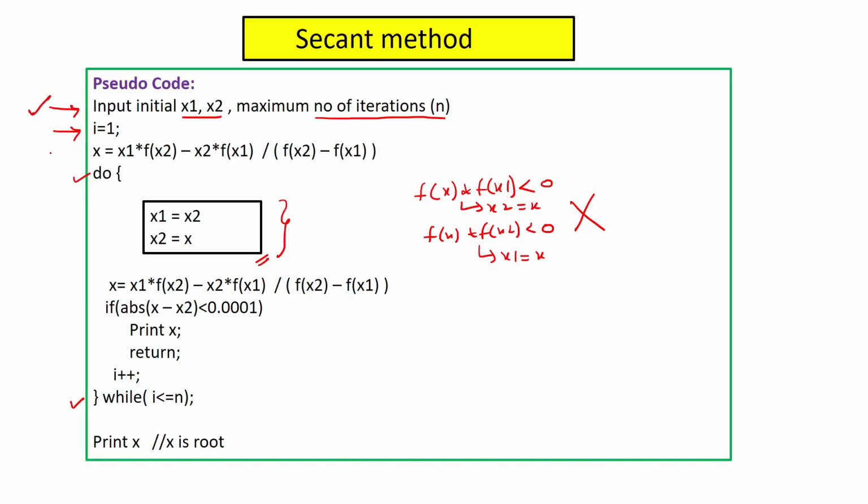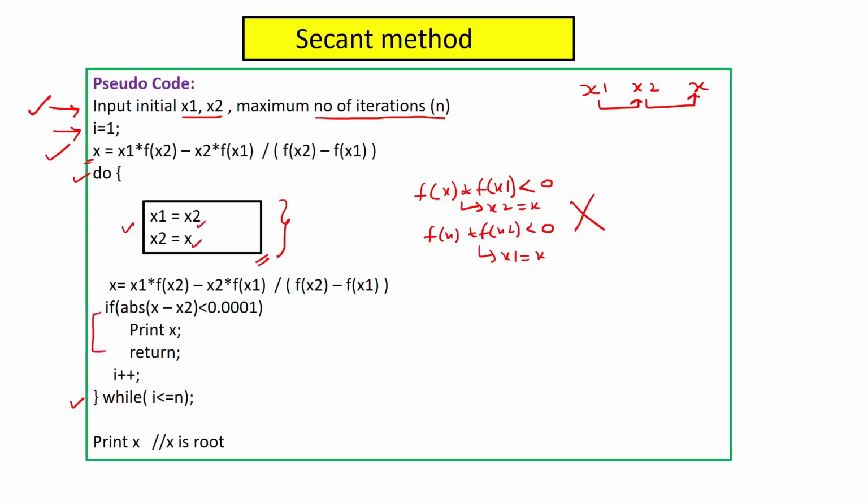So first we got x1 and x2. Then we have to find the value of x. So we have x1, x2, and we have now got some value of x. After that, we have shifted x1 and x2. That is, x1 is moving to x2 and x2 is now moving to x. That is, I will be using these x2 and x in my further steps.